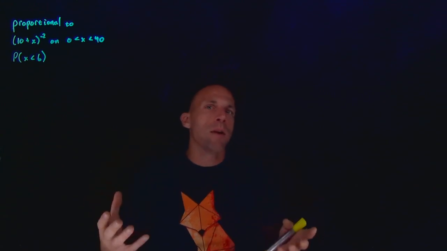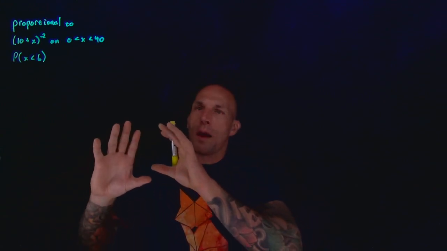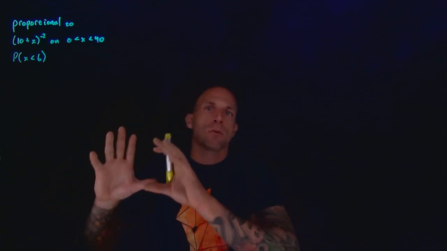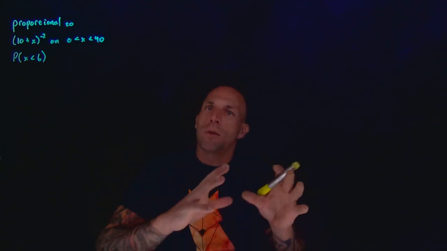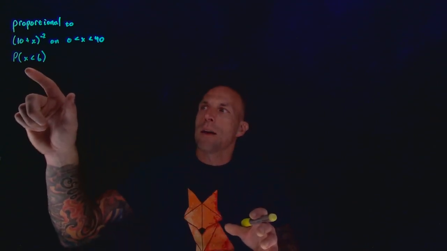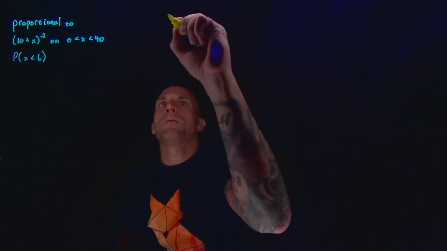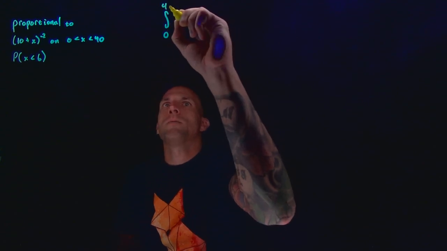So this is a common type of question where you are told that a function is proportional to some other thing, and your first step is going to be to solve for that constant of proportionality. And then once you've got that constant, you can go in and answer the question that you're being asked. So let's go ahead and write out the integral. We will integrate from 0 to 40.